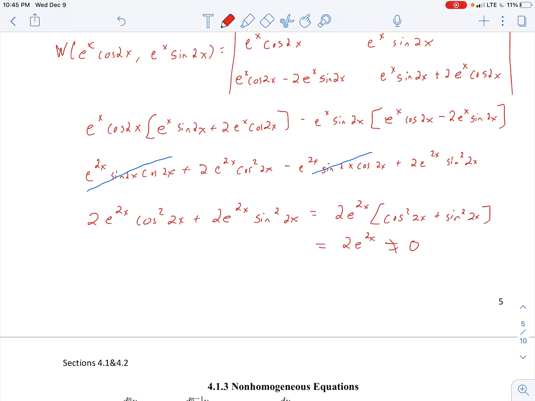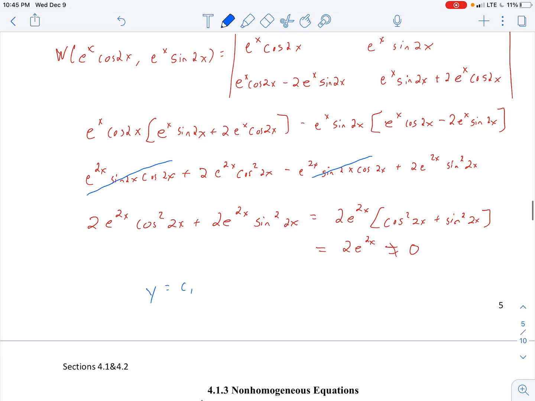So we do have a fundamental set of solutions. And so our general solution is going to be y equals c sub 1 e to the x cosine 2x plus c sub 2 e to the x sine 2x.